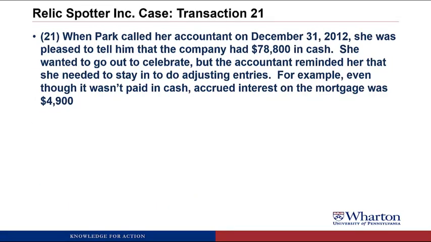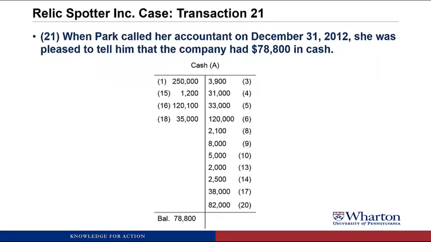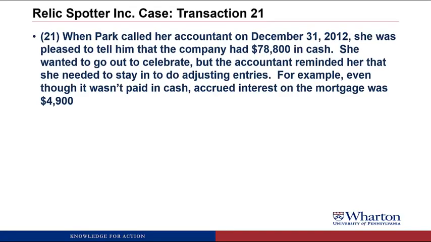Transaction 21. When Park called her accountant on December 31st, 2012, she was pleased to tell him that the company had $78,800 in cash. By the way, before I go on, if we pull up the cash T account, added up the debits, added up all the credits, you could see that the balance is $78,800. That's not going to change because all of these adjusting entries will not involve cash. Anyway, back to the transaction.